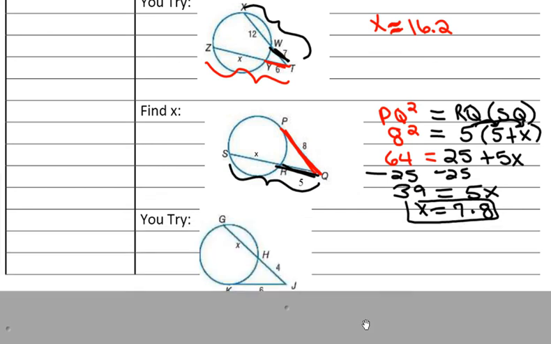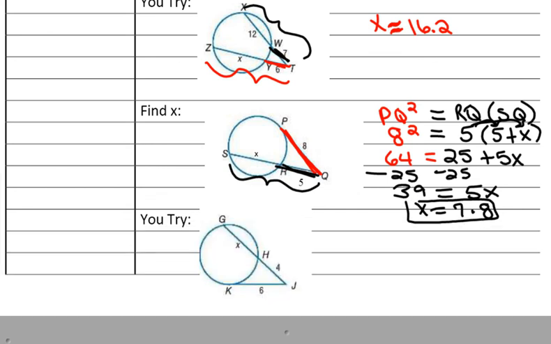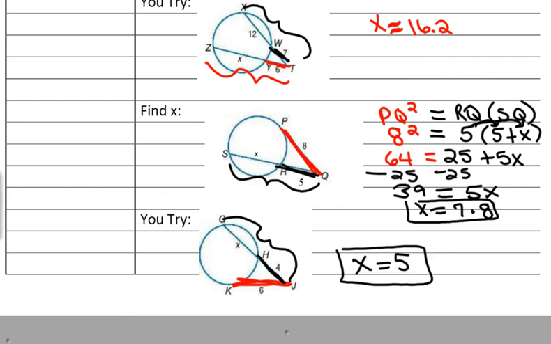Okay, so last example, I'd like for you to try. Pause the video and see if you get the same thing I get. Again, we're doing the outside times itself and setting that equal to the outside times the whole segment again. And you should get x is 5. If you didn't, raise your hand. We'll be happy to help you.